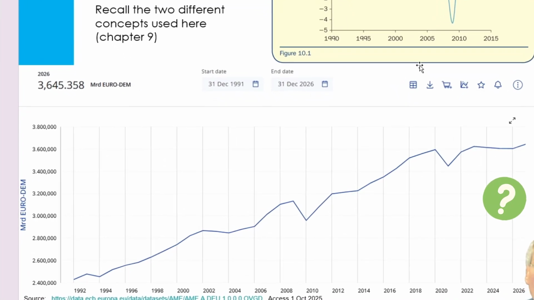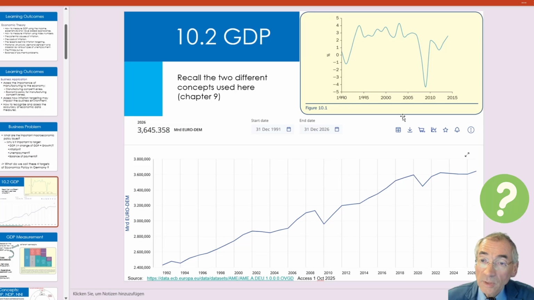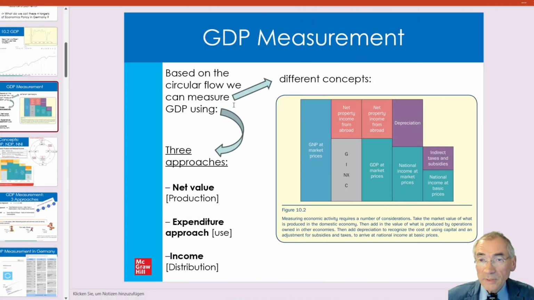Question mark. Think about it. Answer in class. The first issue of measurement, it says here: based on the circular flow of income, we can measure GDP using, and now we will see, on the one hand, different concepts.